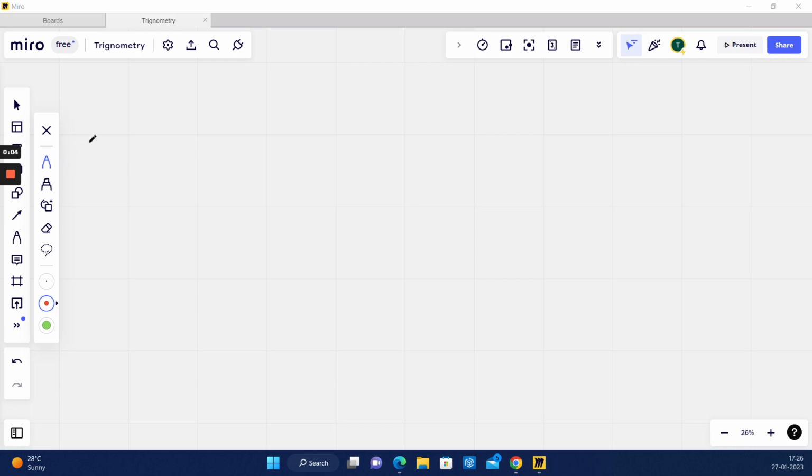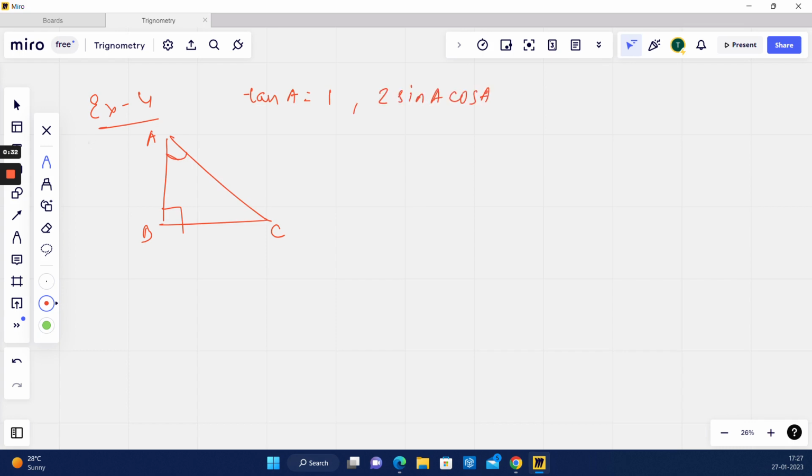So friends, we'll start with example 4 now. In example 4, we have been given a right triangle ABC, right angled at B, we are given tan A equal to 1. Then verify that 2 sin A cos A is equal to 1. So tan A is equal to 1.